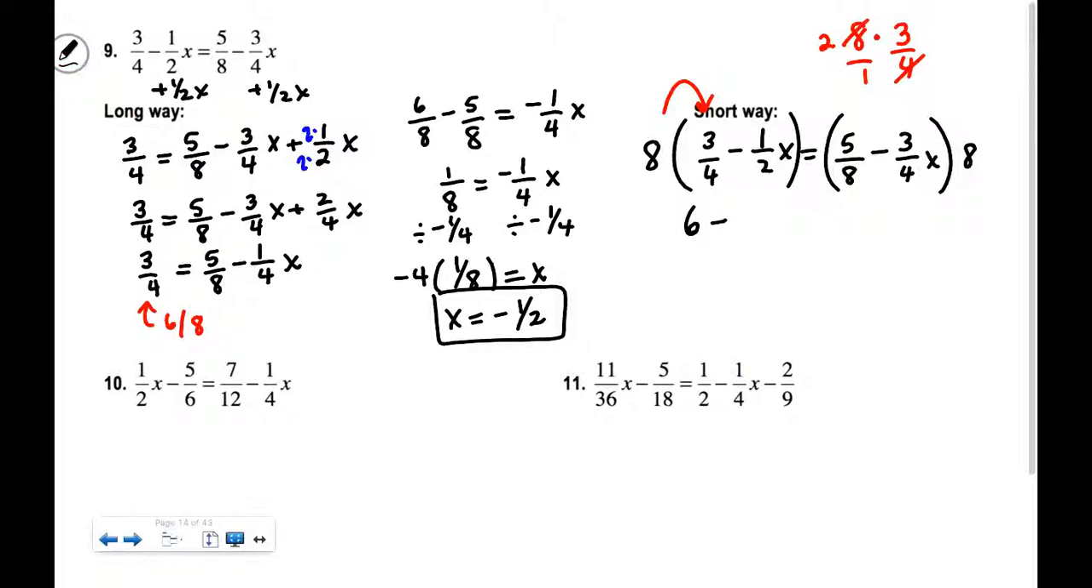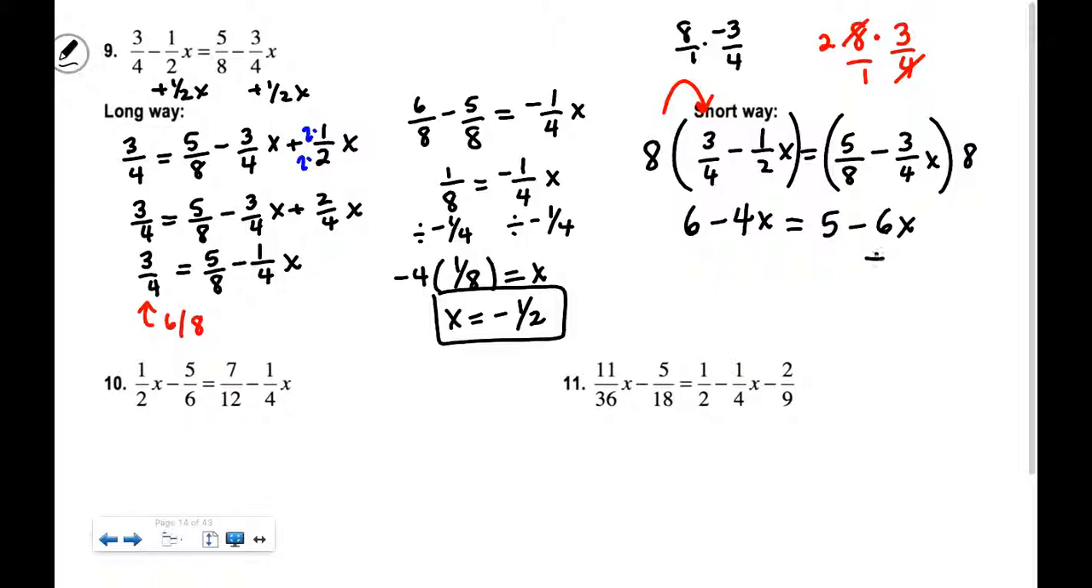Well, what's 1/2 of 8? 4. So we have 6 minus 4x equals 5/8 of 8. Well, an eighth of 8 is 1. 5 of them is 5. Right? 8 times negative 3/4. Again, if you need to do 8 over 1 times negative 3/4, you can. We get negative 6x. Much, much easier now. We've cleared those fractions.